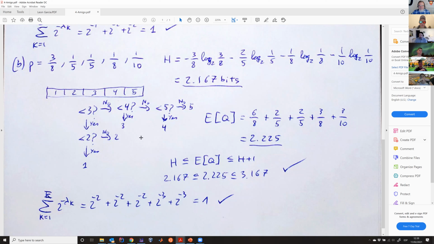Yes. Okay, but the expected value of questions you got was what? In one case, it was 2.275. In another case, it was 2.25. Okay. So this is a little bit smaller. Okay, great. Anybody else want to comment on this problem at all?